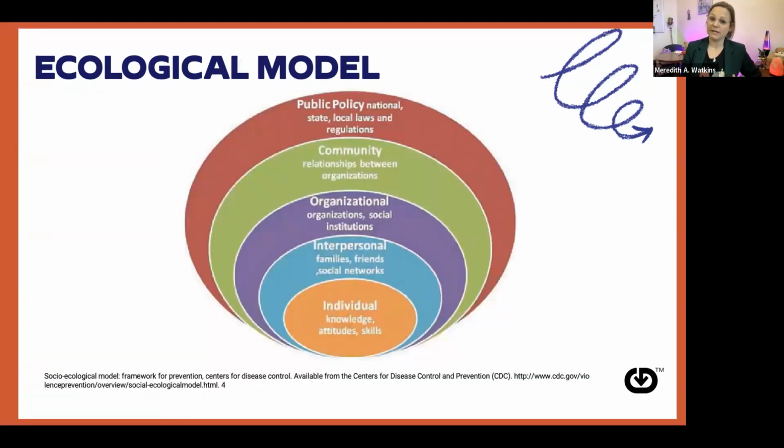Another model that can be applied to making changes for a community is the ecological model. This model talks about how there are different levels of influence that influence how change is made. Of course, it comes down to the individual and their knowledge, attitudes, and skills, but it also talks about how they relate to others, the organizations and social institutions in the community as a whole, and the relationships in between community partnerships, and then public policy at the federal, national, and state level where laws and regulations are made. So it takes all of these layers in the ecological model to have well-being and health in a community.